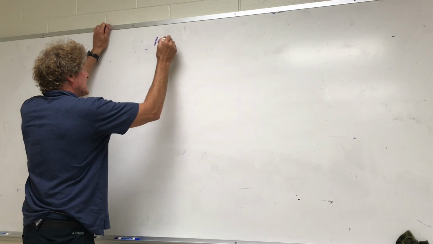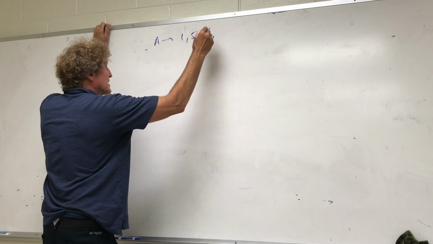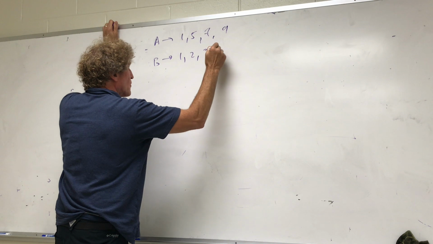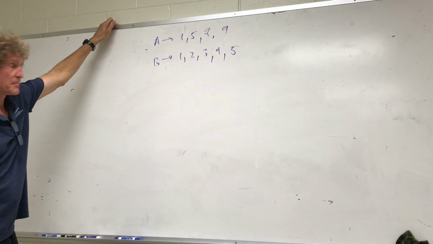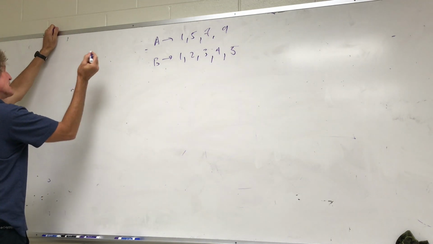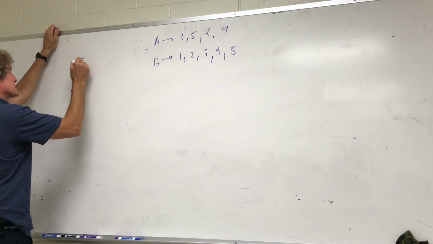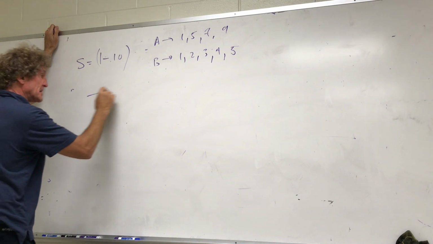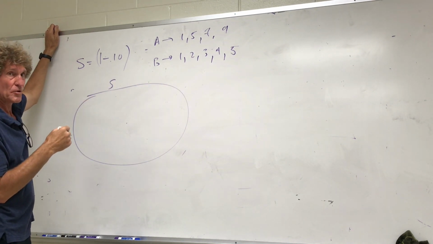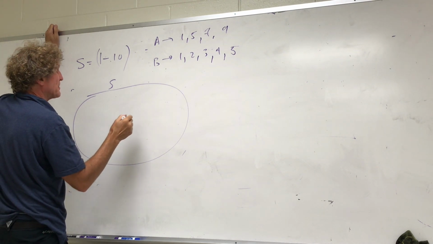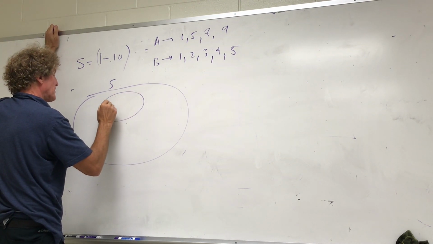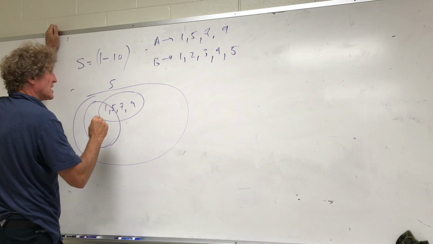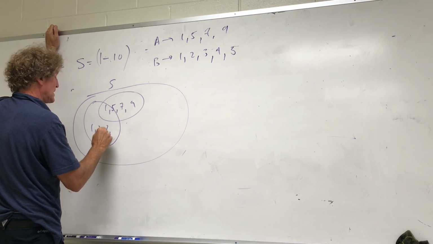But if A is the numbers 1, 5, 7, and 9, and B is the numbers 1, 2, 3, 4, 5. You all follow me? I'm just trying to show you something. Let's say the entire space itself is going to be 1 through 10. Just trying to give you an idea. So this would represent the entire set possible. That's all the possible numbers. Now, with A, I have 1, 5, 7, and 9. Then with B, you can see that there is an intersection here. B has 1, 2, 3, 4, 5.